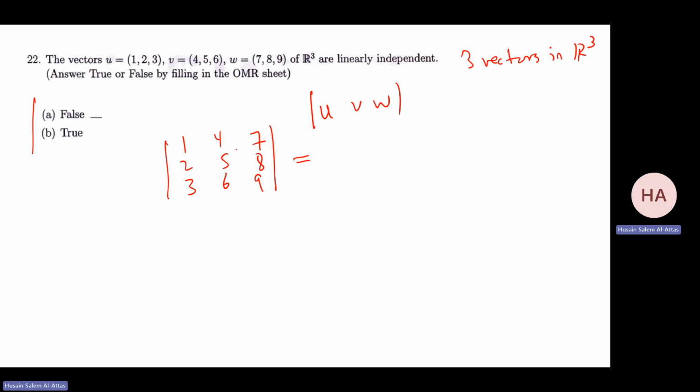Now, I will multiply the first row by minus 2 and add. That will be 0. Minus 2 and add, that is 1. Minus 2 and add, minus 14 plus 8, that is minus 6. Okay. Minus 3 and add, that will be 0. Minus 3 and add, minus 12 plus 6, minus 6. Minus 3 and add, minus 21 plus 9, that is minus 12.